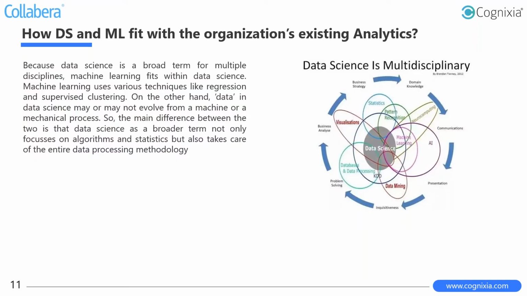Okay, so how do DS and ML fit with the organization's existing analytics, right? So basically, if you talk about what is data science, data science is a multidisciplinary field. Okay, that's just a definition, but if you see, data science involves a lot of things, like knowledge of data, data mining, machine learning, AI, databases, processing, visualization, statistics, right? And it's all just a little subset of those.